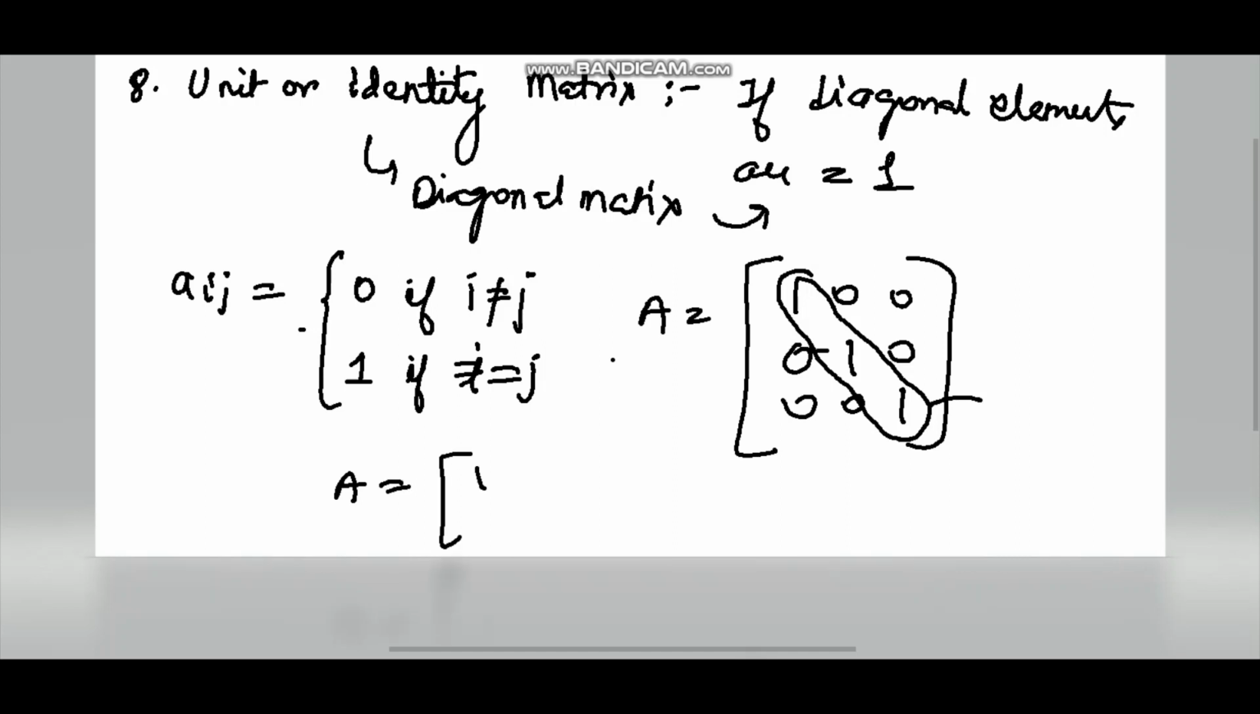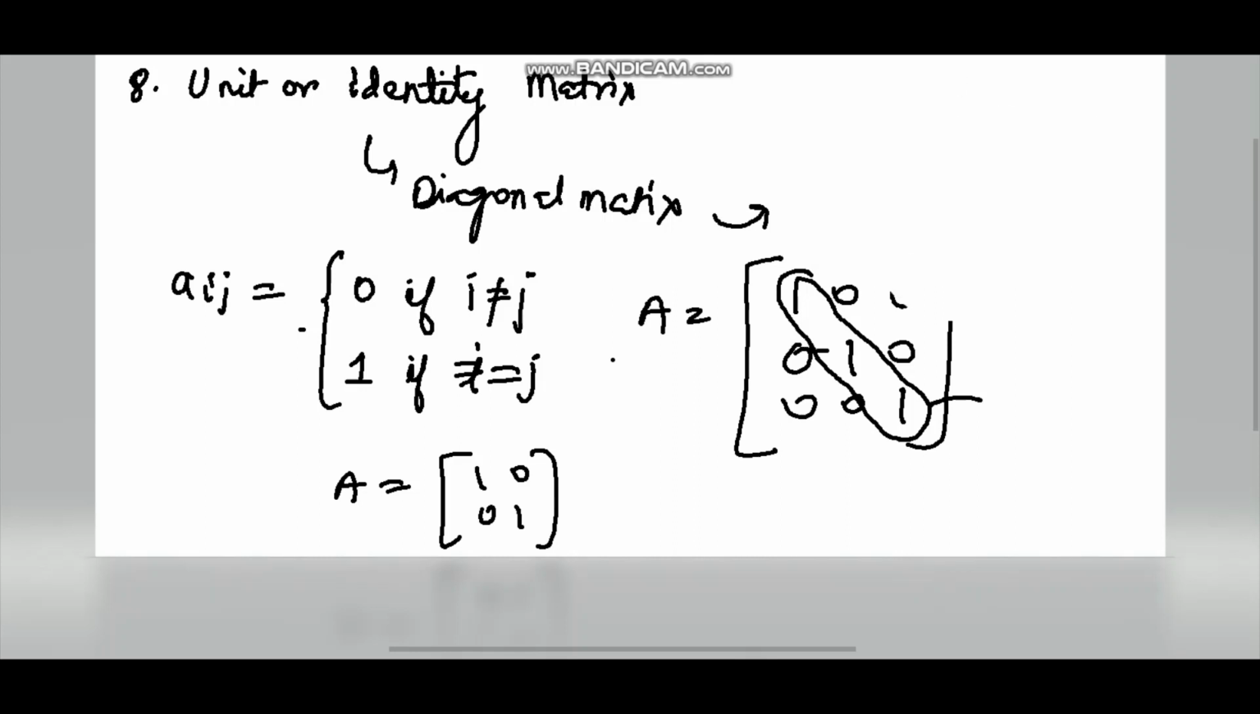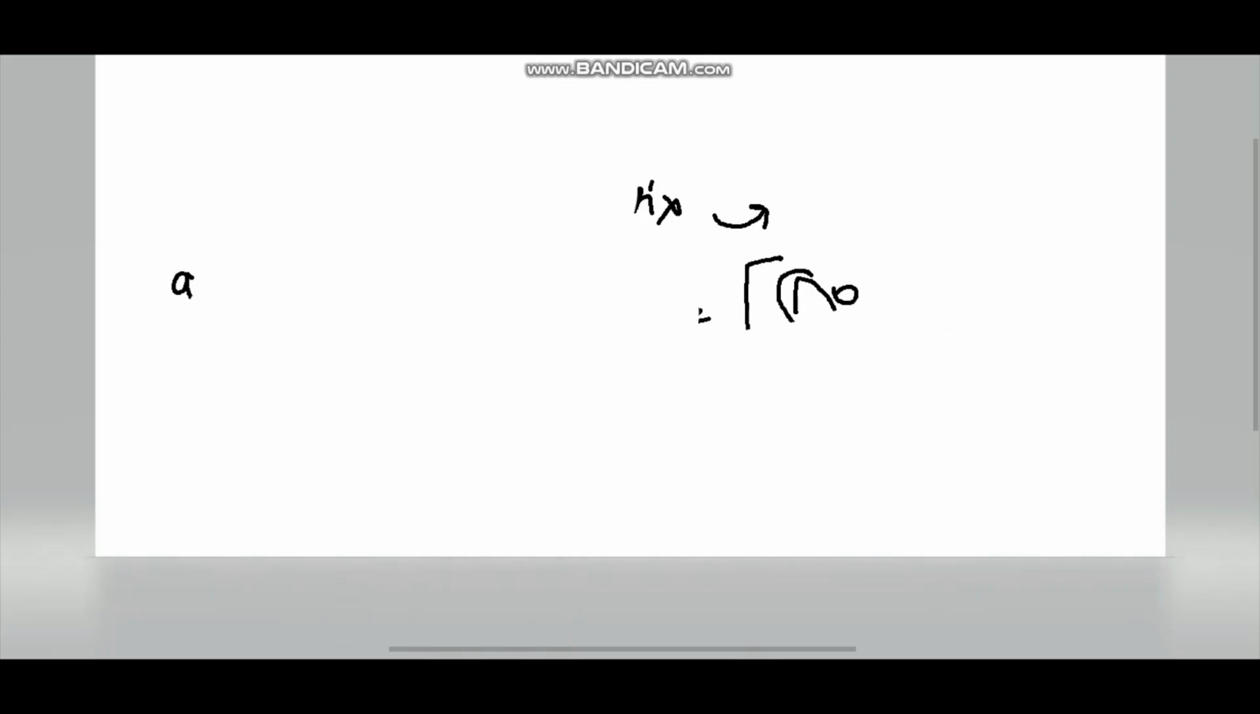Let us take another example: A is equal to 1 0, 0 1. Here it's also a diagonal matrix and its principal diagonal elements are 1, hence it is called a unit or identity matrix.